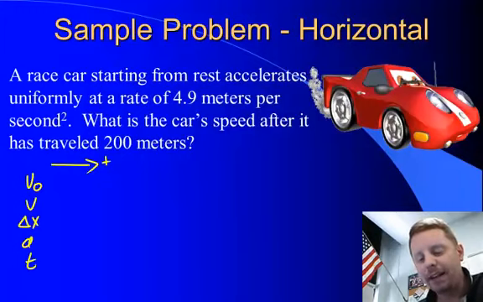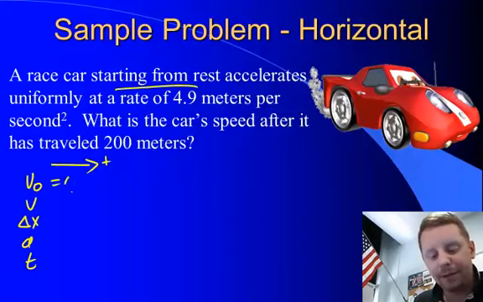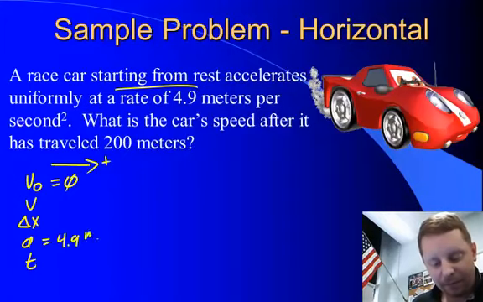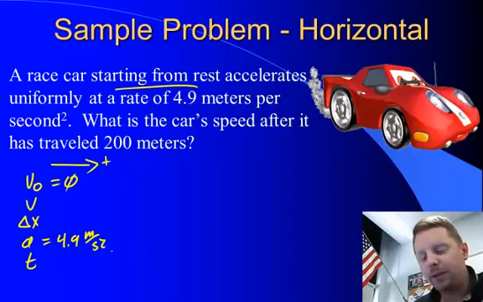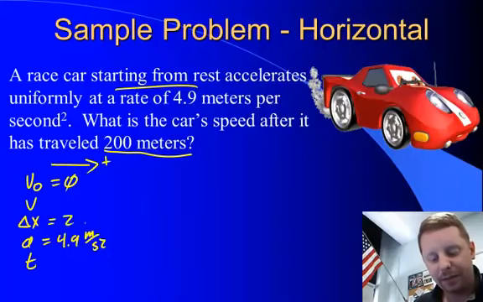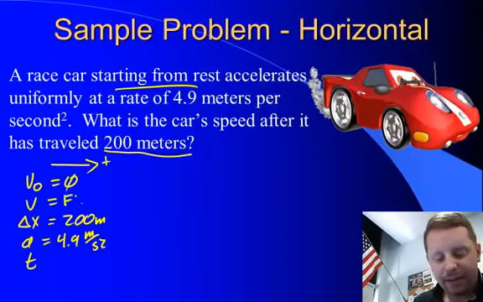Now v0, if it starts from rest, must be 0. It accelerates at 4.9 meters per second squared, that's a. And we want to know its speed after it has traveled 200 meters. There's our delta x, our displacement. We're looking for its speed, that's v, and we don't know t.